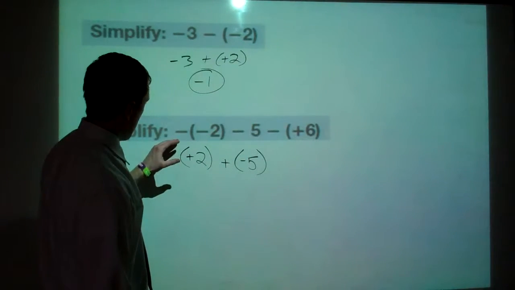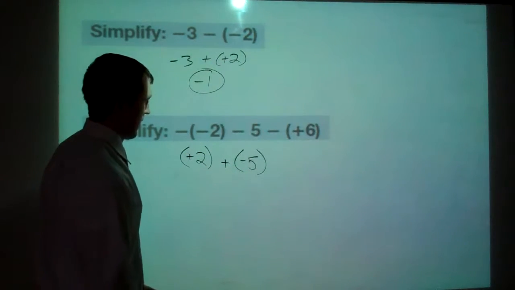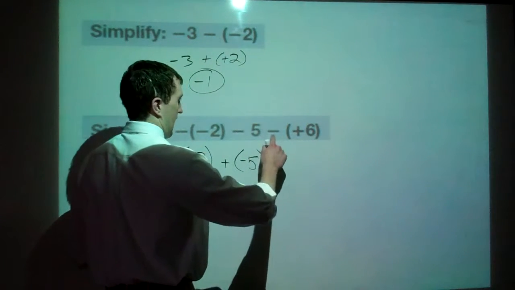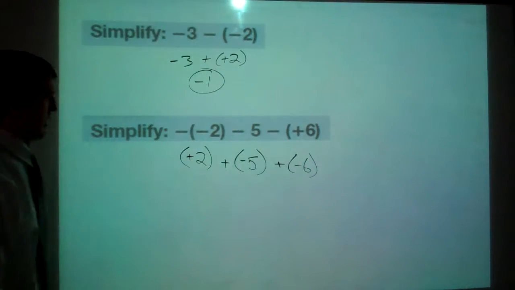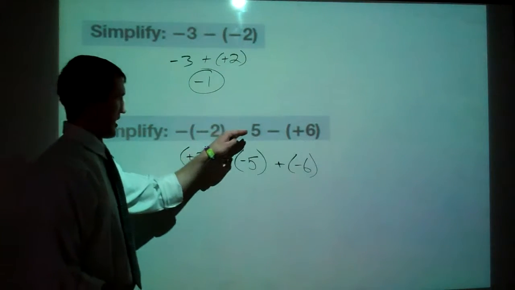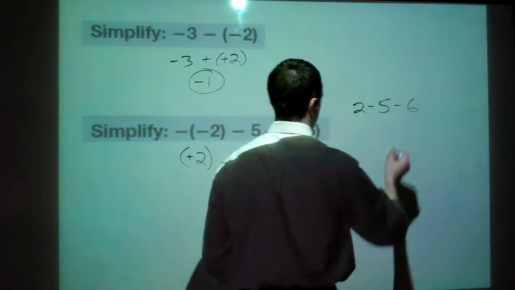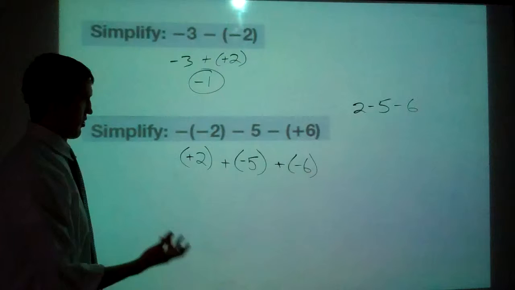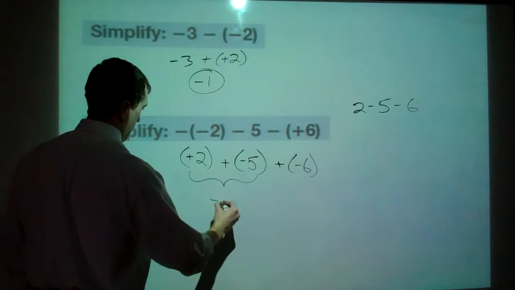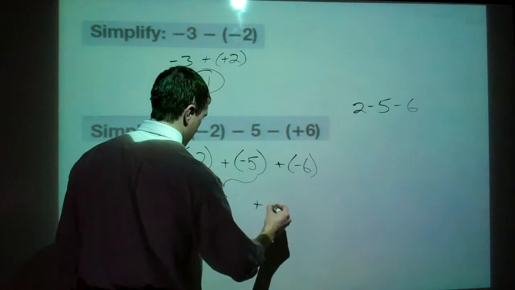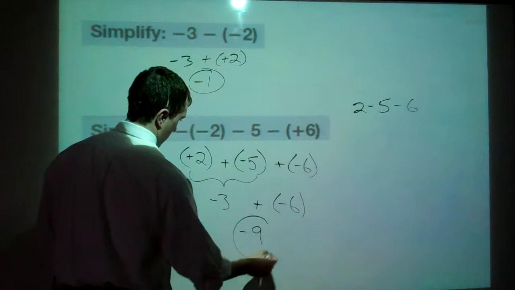So we have positive 2, turn this to addition, add the opposite of 5, which is negative 5. And we're going to turn this to addition, we're going to add the opposite of 6. The opposite of 6 is that. We also could have done 2 minus 5 minus 6. Okay, that's another way we could write it. Either way, we should get the same answer. Positive 2 plus a negative 5 is a negative 3. Plus a negative 6, that's going to come down to. And a negative plus a negative gets us more negative, we're at negative 9.